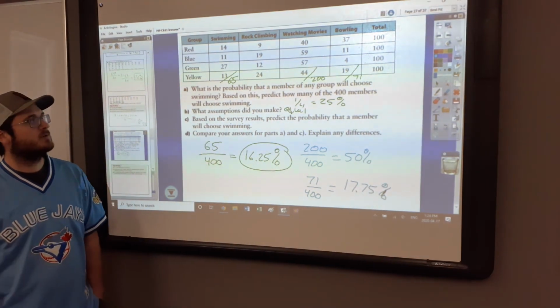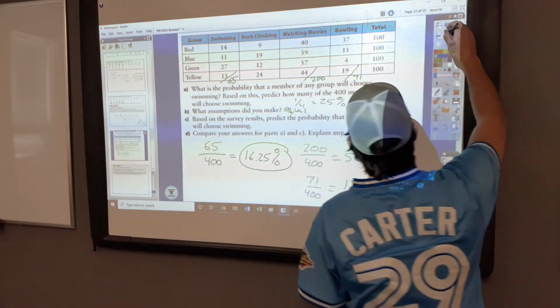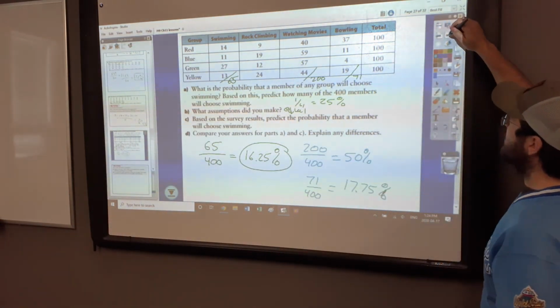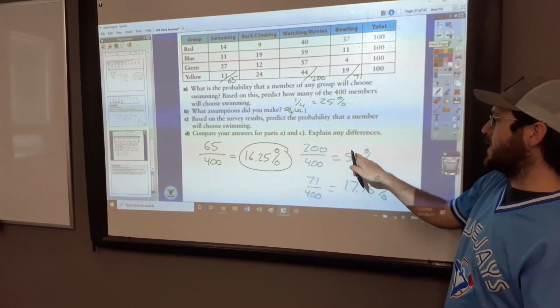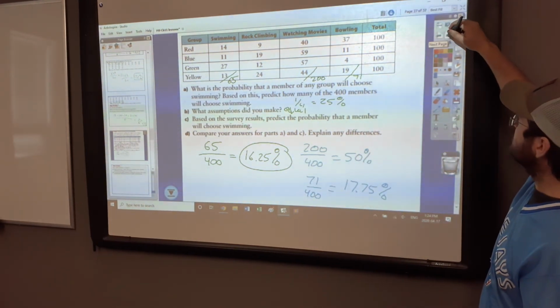Obviously watching movies is the most popular of the options. We weren't asked for rock climbing, but we could figure that out just by subtracting from these percents. It's probably a really, really small percent.